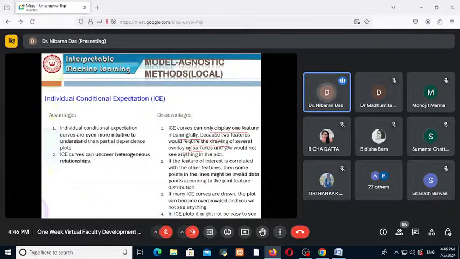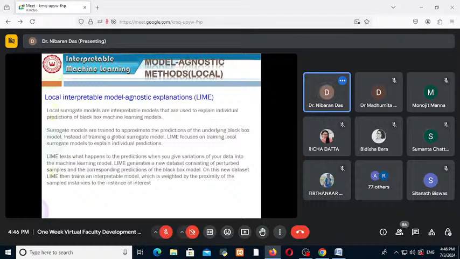If the feature of interest is correlated with other features, then some points in the lines might be invalid data points according to the joint feature distribution. If many ICE curves are drawn, the plot can become overcrowded and you will not see anything. And that's why the ICE plot might not be easy to see.